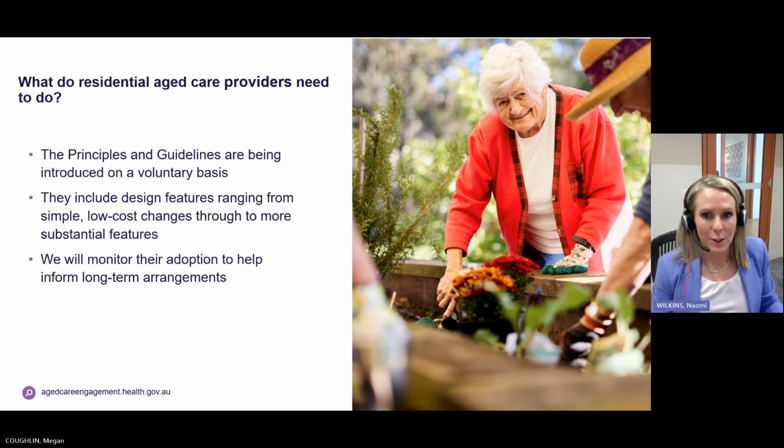So I'll just talk quickly a little bit more about next steps from here. The principles and guidelines are being introduced on a voluntary basis. We're encouraging providers to consider where they might implement practical changes from the document to improve design for the benefit of both residents and staff. The principles and guidelines can be applied to aged care settings at various stages of the development, like Angela just touched on there. So from minor upgrades through to more significant refurbishments and new builds also. They include design features that range from simple low-cost changes that can be introduced to existing aged care homes through to more substantial features that better suit new buildings.